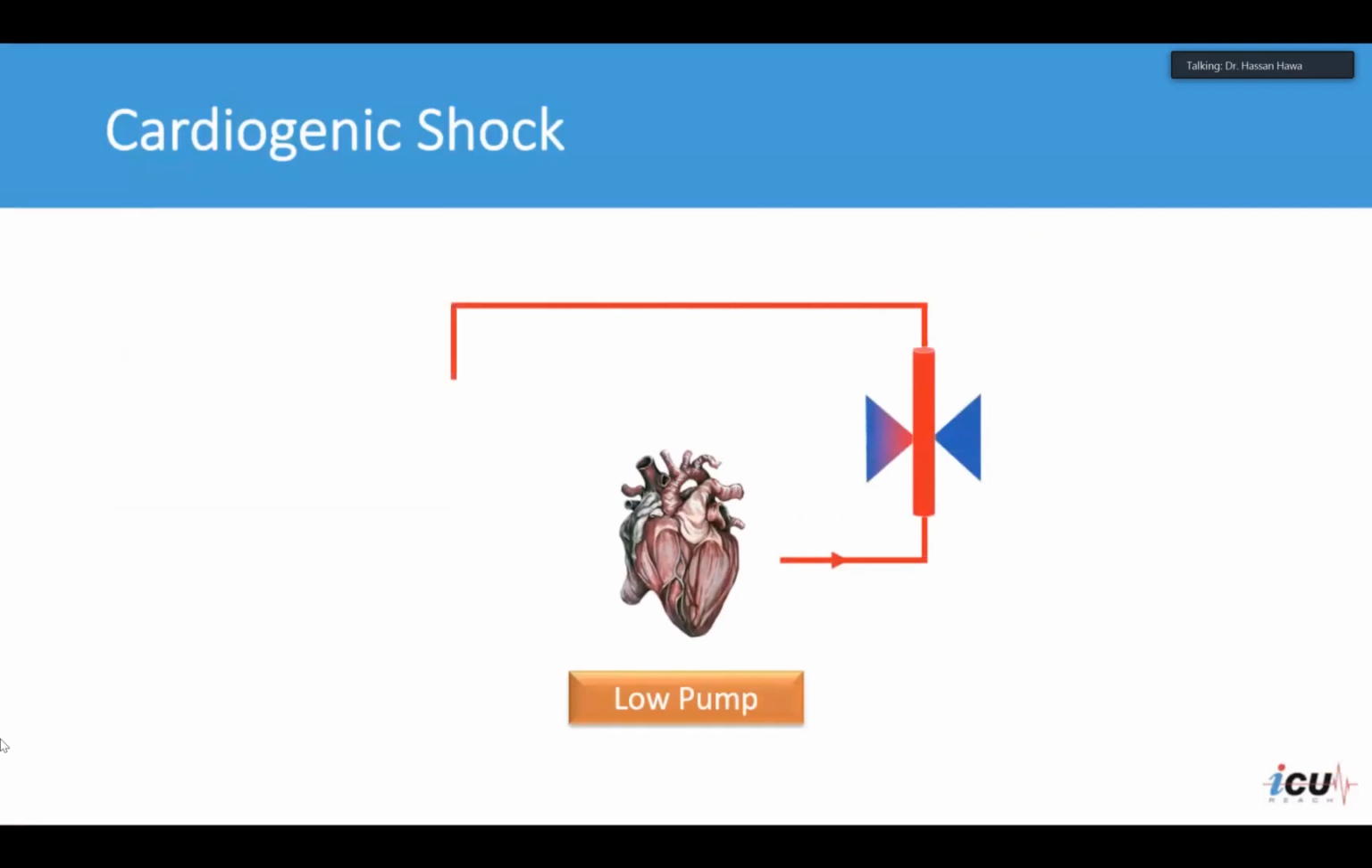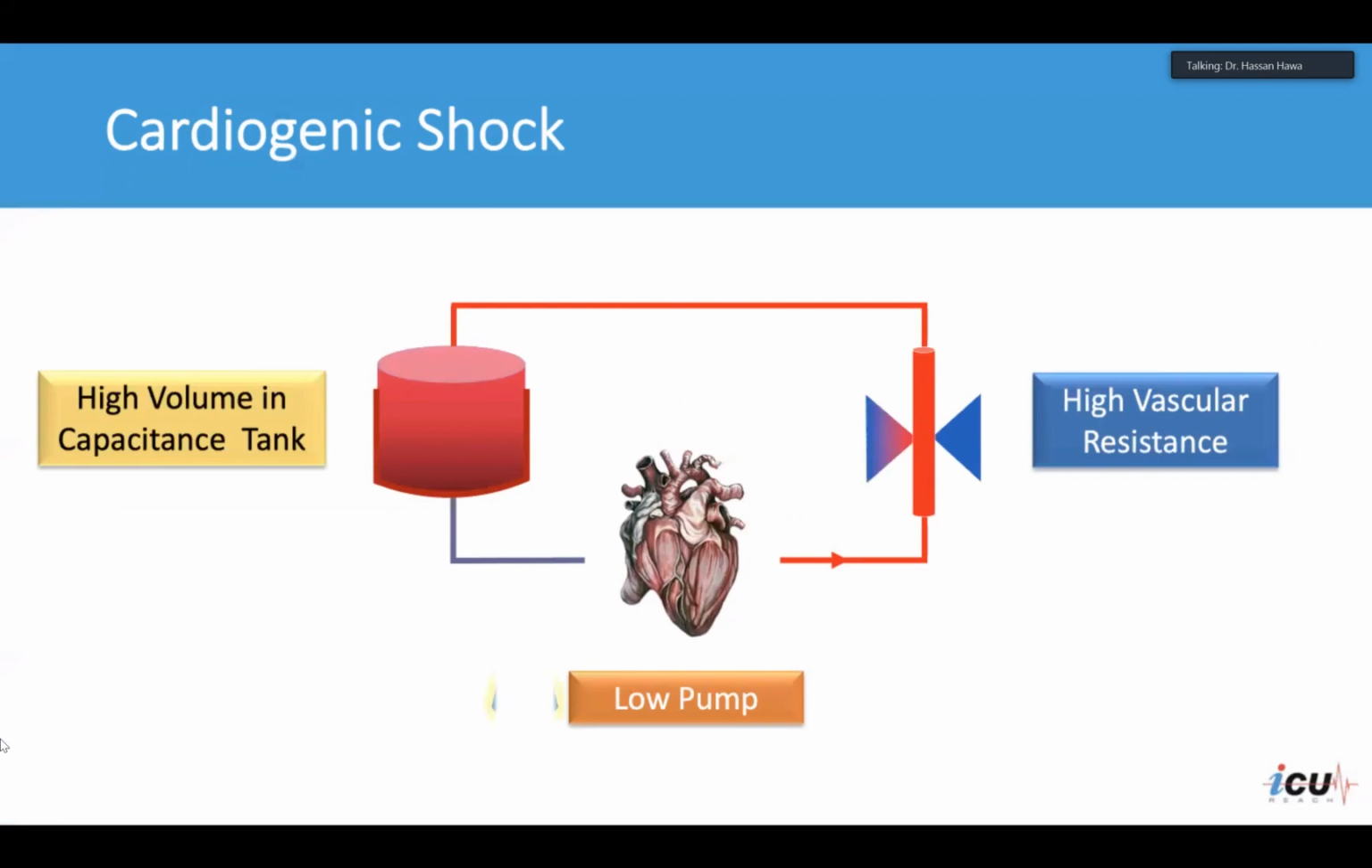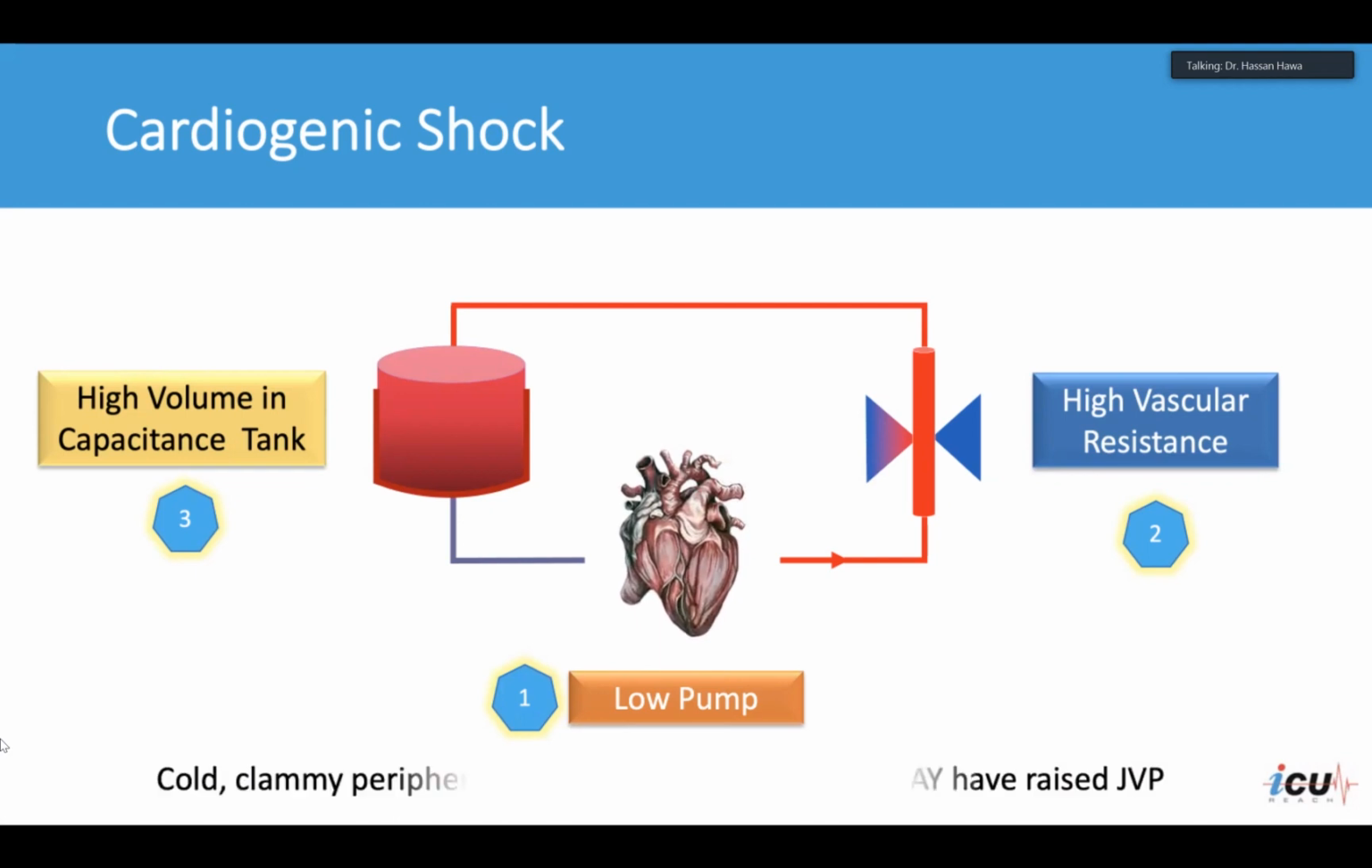Moving on to cardiogenic shock, and here the initial problem would be with the low pump speed, so the heart output or the cardiac output is low, and this will lead to high vascular resistance in a way to compensate, to maintain the flow. And then the capacitance will have high volume. There will be congestion in the circulation because the blood is coming back to the heart but it's not fully ejected, so there will be backward reflection of the fluids, and that leads to fluid congestion.